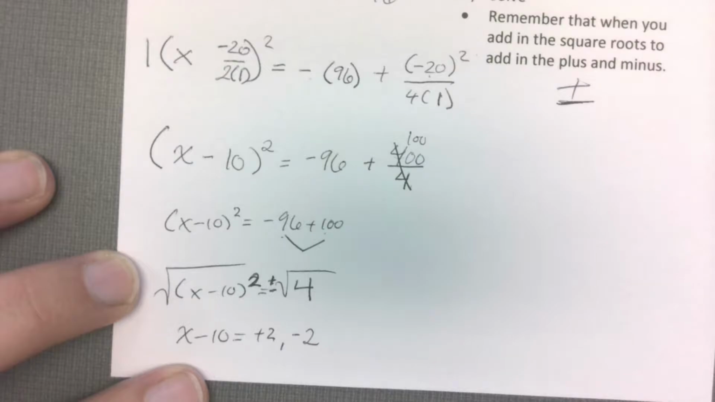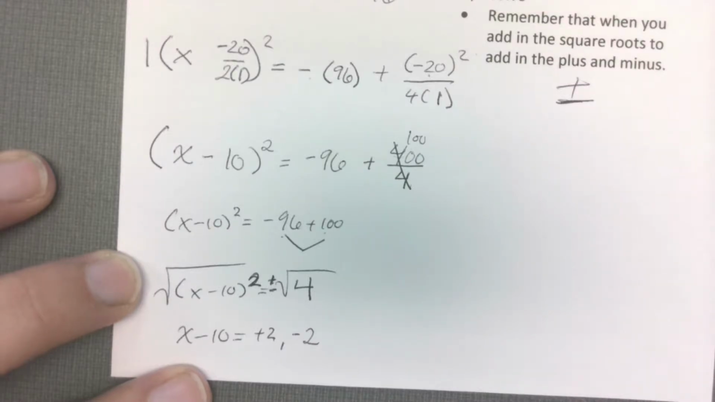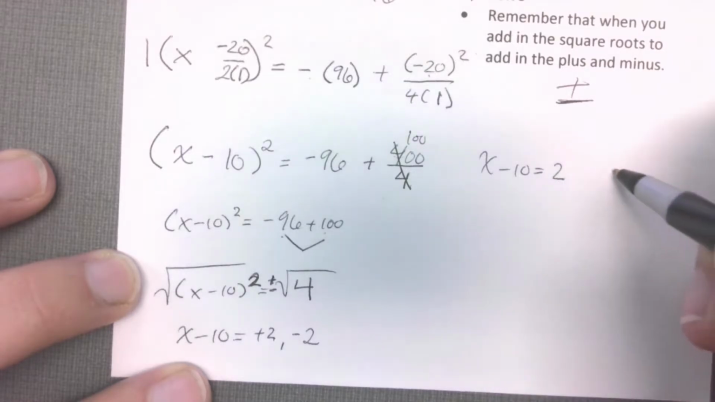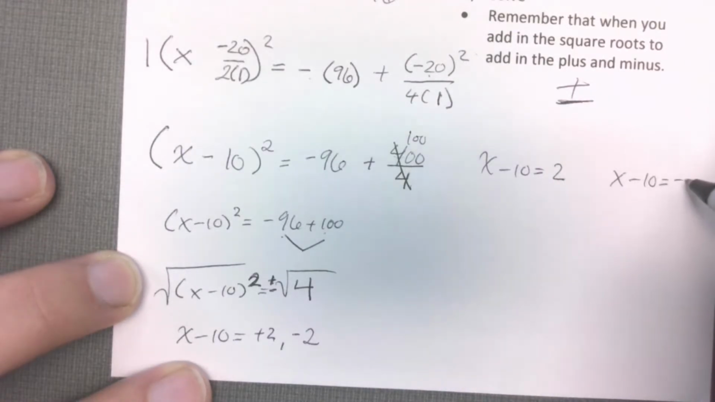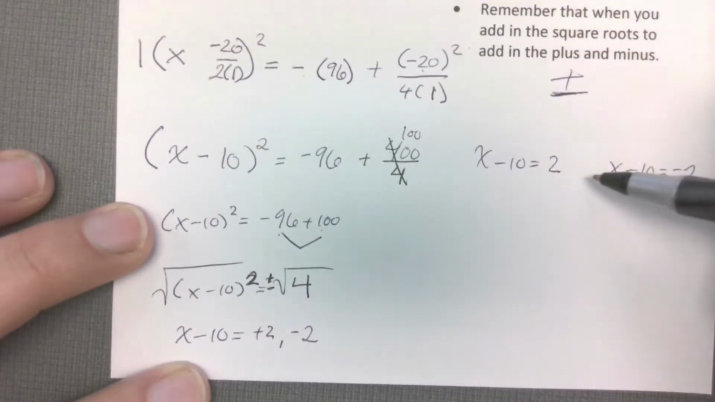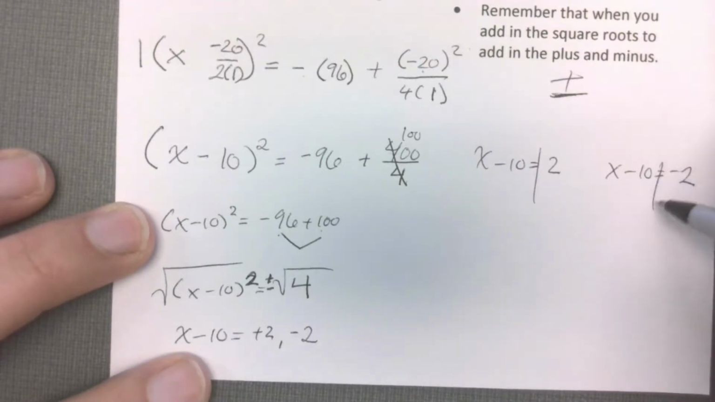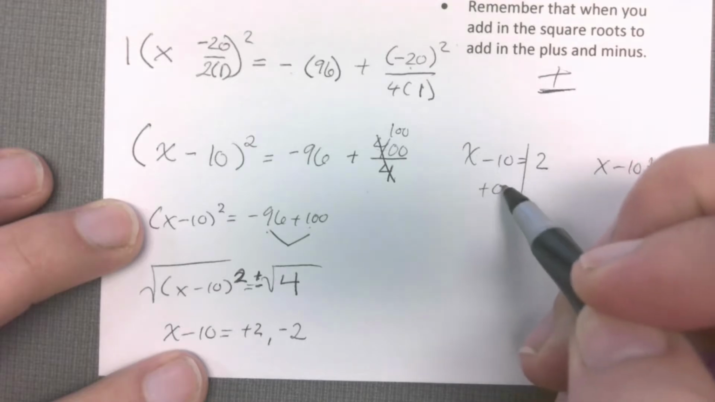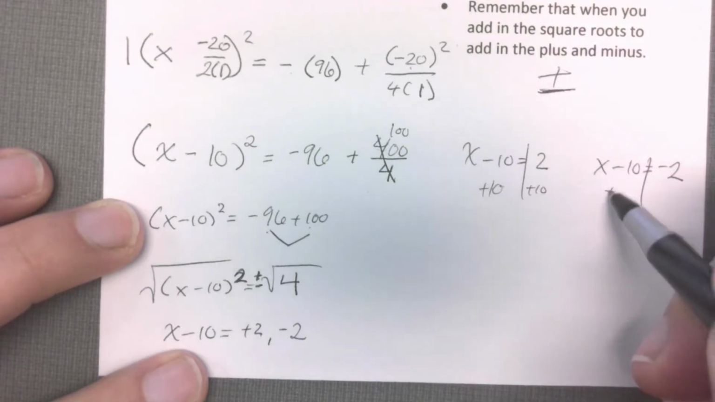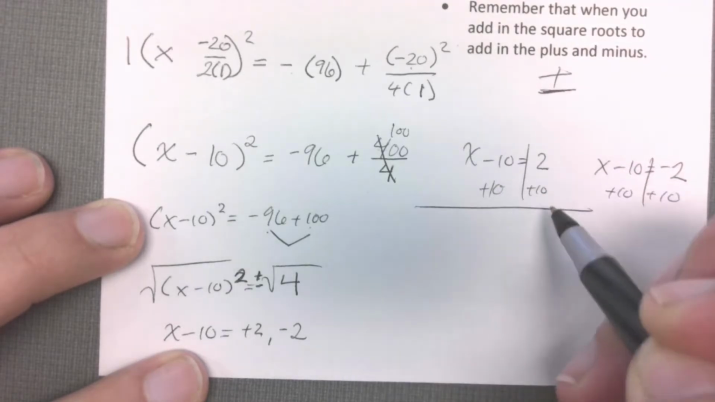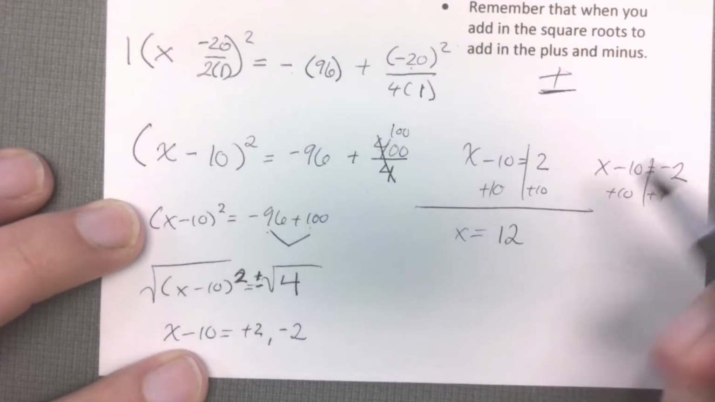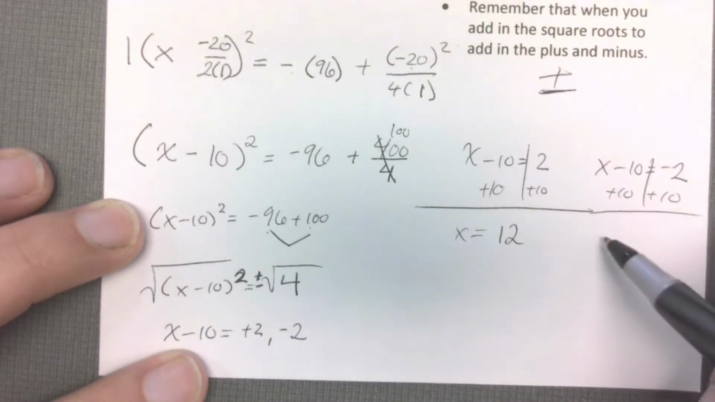How do I get that x by itself? I want x by itself. What do I do? Add 10 on this side. Yeah, plus 10. What's 10 plus 2? 12. What's 10 take away 2? 8.